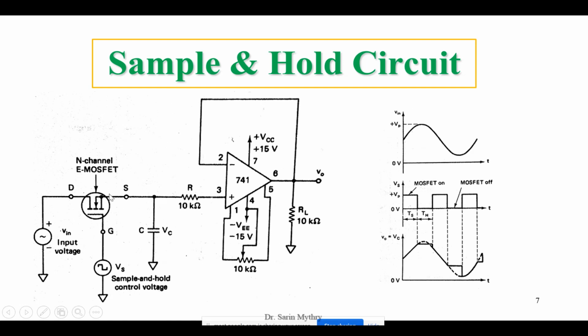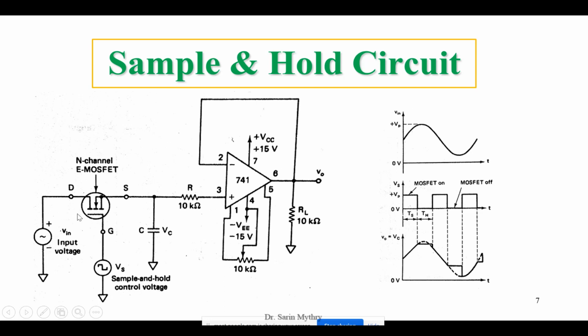Can you tell what the application of the E MOSFET is over here? Looking at the operation of the E MOSFET I have just described: if you give some gate voltage, it must be greater than the threshold voltage, and only then is the channel formed. Whenever the channel is formed, your input signal passes through the E MOSFET to the op amp. If the channel is not formed, the input signal will not be passed to the op amp.